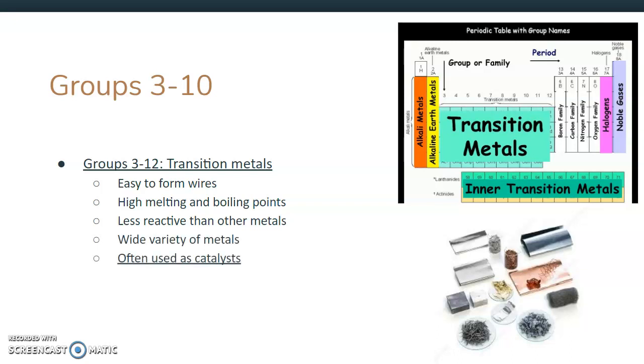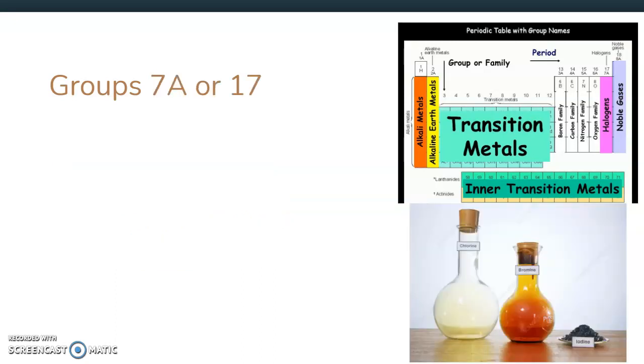The important part of these that I thought we should try to remember is that they're often used as a catalyst. We learned about enzymes and catalysts in Partial 2, but to refresh your memory, a catalyst is something used in a chemical reaction to speed up the reaction by lowering the activation energy, but it itself is not consumed. So that's important. They are used in lots and lots of different things.